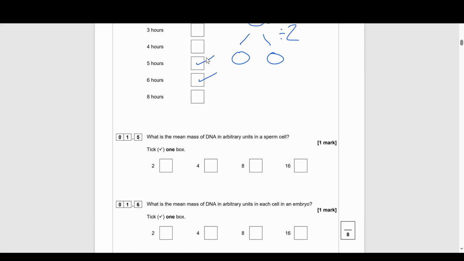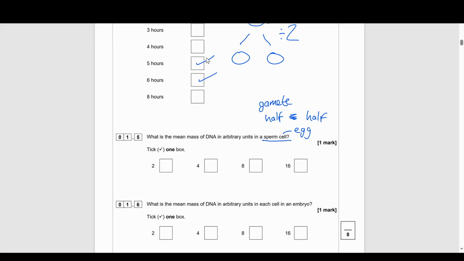1.5. What is the mean mass of DNA in arbitrary units in a sperm cell? Okay, so we're applying our knowledge right now in this question. A sperm cell is a gamete. So if it's a gamete, what does the gamete want to do? It wants to fuse with another gamete. In this case, the sperm wants to fuse with an egg cell. So we should expect our DNA in our sperm cell or gamete to be half, and our egg cell to be half, and then when they come together, they'll have a full set.